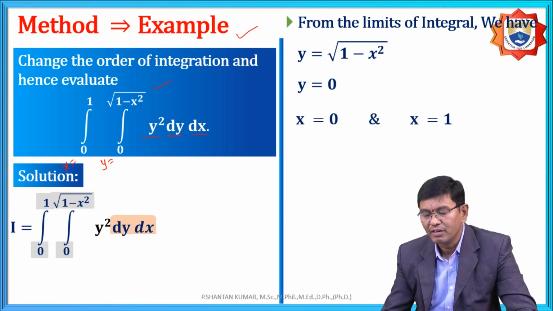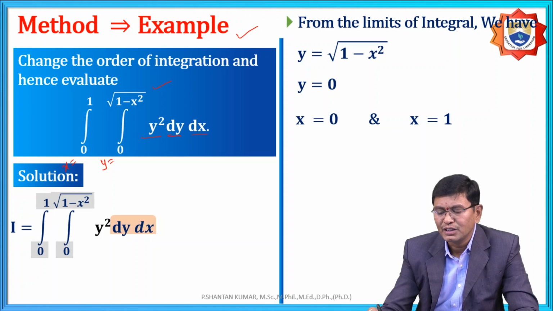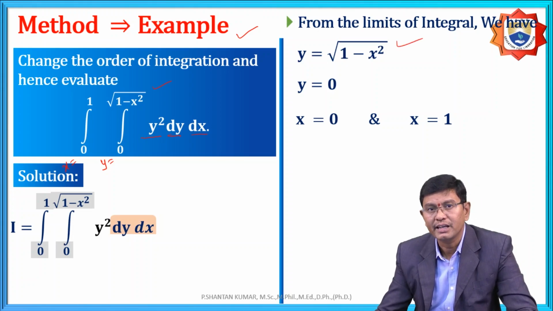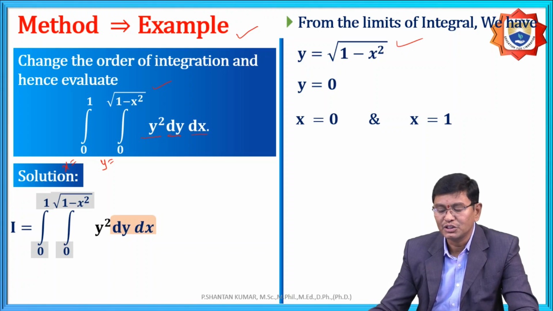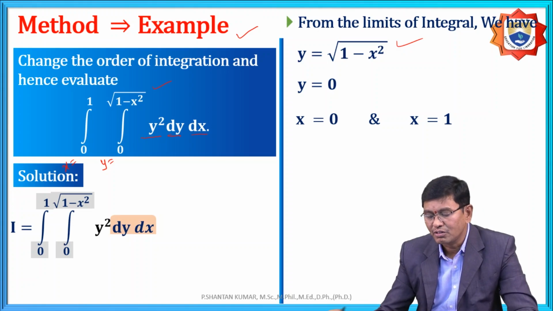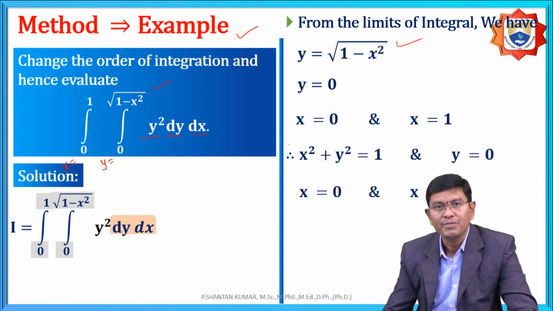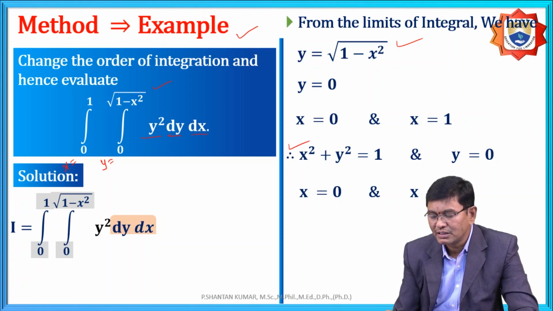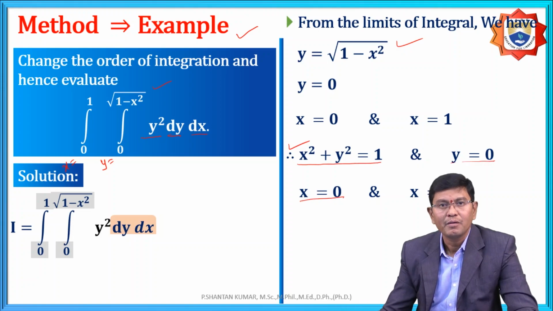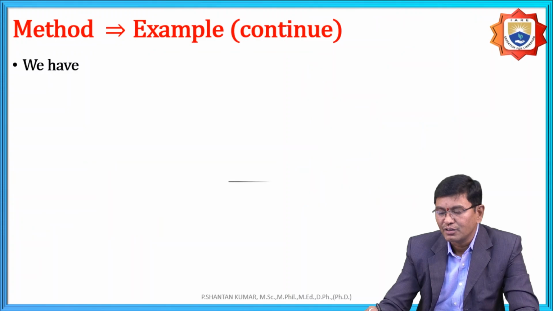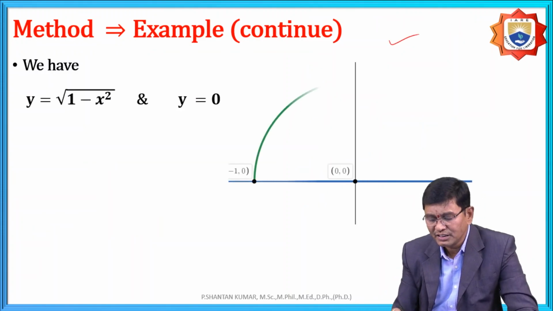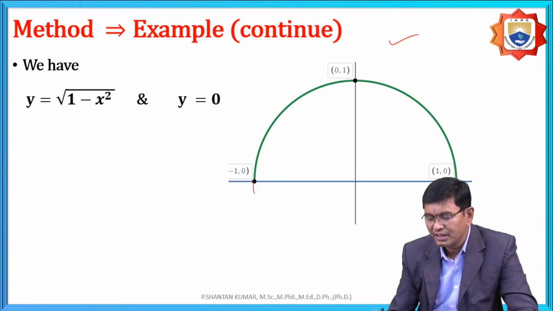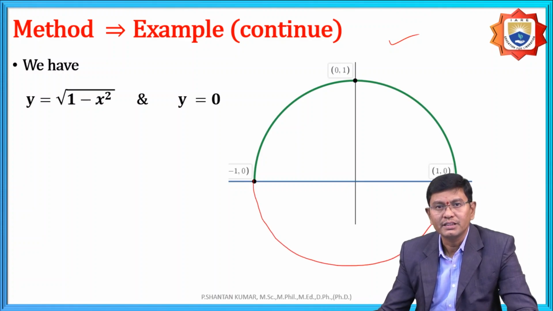Based upon this, y is equal to root of 1 minus x square. With the help of this equation we obtain the circle, that means x square plus y square is equal to 1, and y is equal to 0, and the rest of the values are x is equal to 0 and x is equal to 1. Using these four, while solving, we obtain this diagram. With x square plus y square we obtain the circle, and y is equal to 0 is the axis.